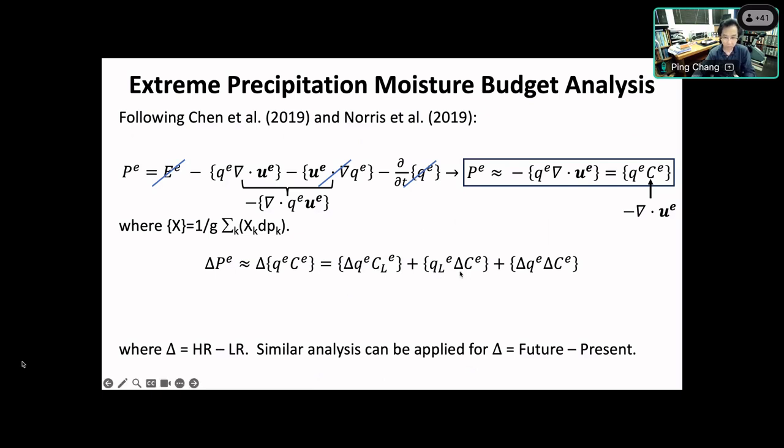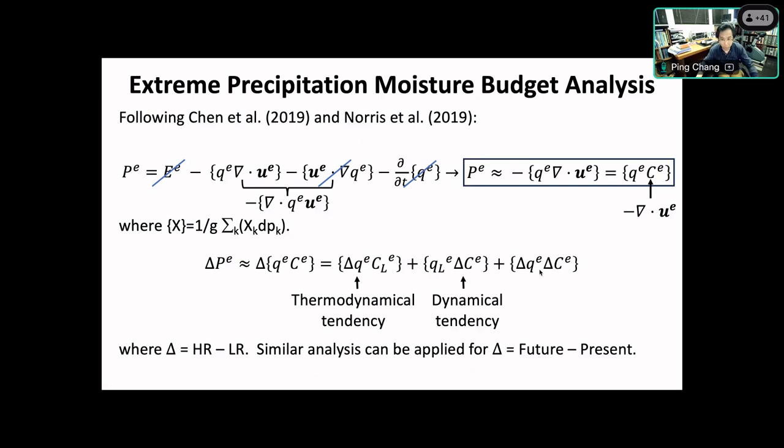And the other term is due to the local convergence difference between the high resolution model and the low resolution model. And then the last term is the nonlinear term, right? So the first term, due to the moisture difference, is what is called the thermodynamical tendency. And the second term is called the dynamical tendency. So what we want to do is to see which of these terms is actually causing the difference.